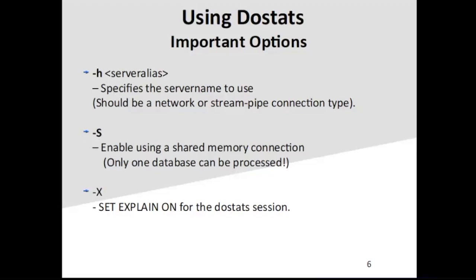Okay. Optionally, you can tell Dostats to set explain on so that you can get an sqexplain.out file, which will give you a listing of all the commands that Dostats ran to get the information that it wanted to get. So if you want to build your own, go right ahead. That's where you'll get some of the queries you can use. It'll also tell you if there are any bottlenecks in running those queries.